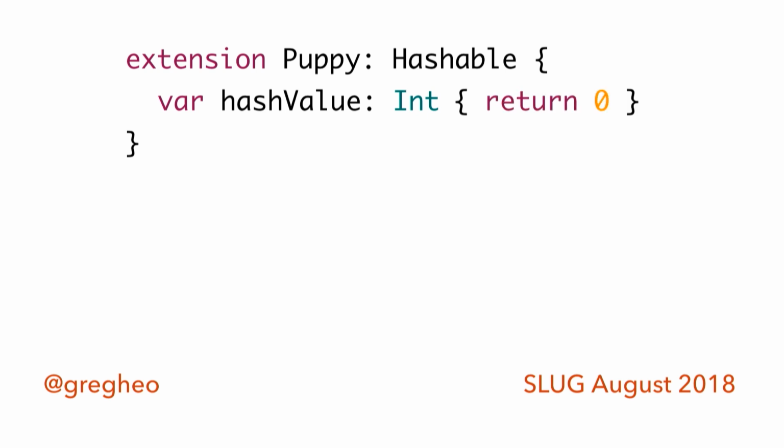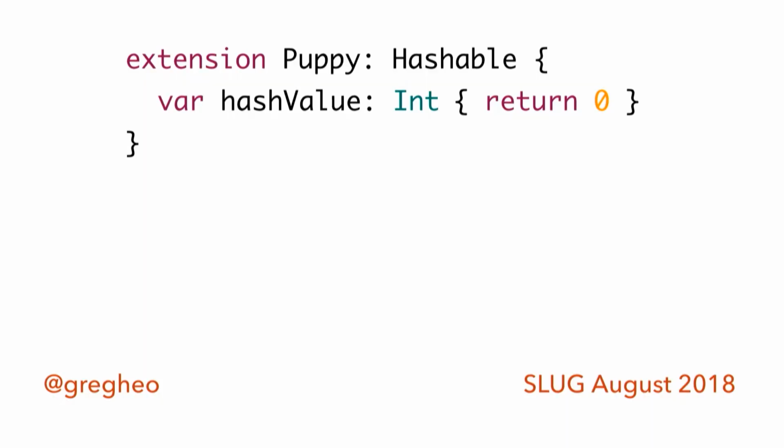So that is valid code. This will certainly compile because we are returning an integer, and 0 is indeed an integer. So this will all compile. But then the question is, is this correct?